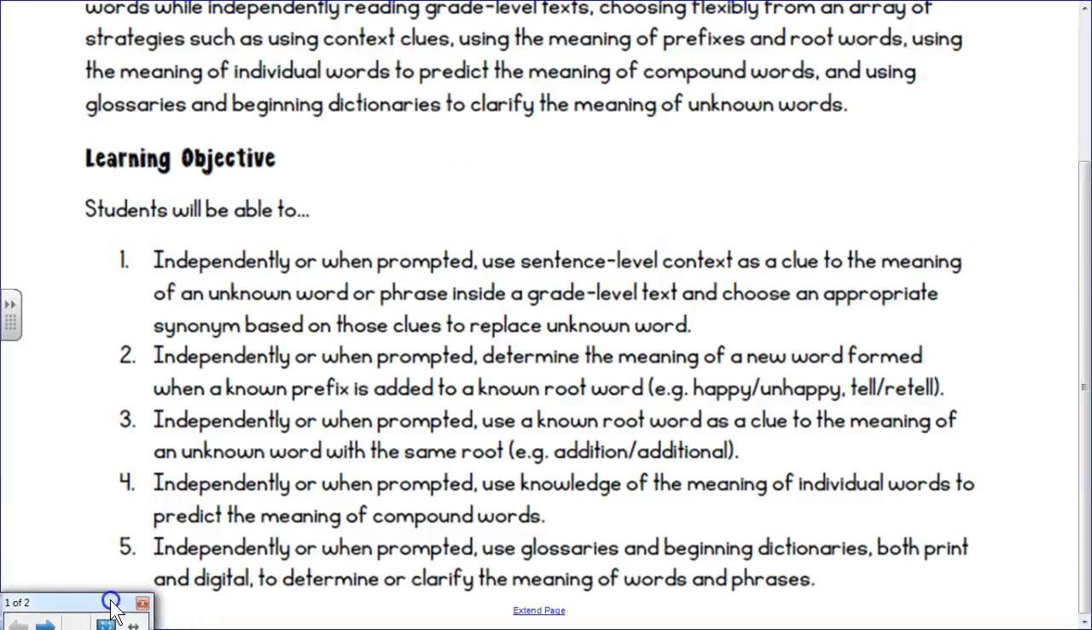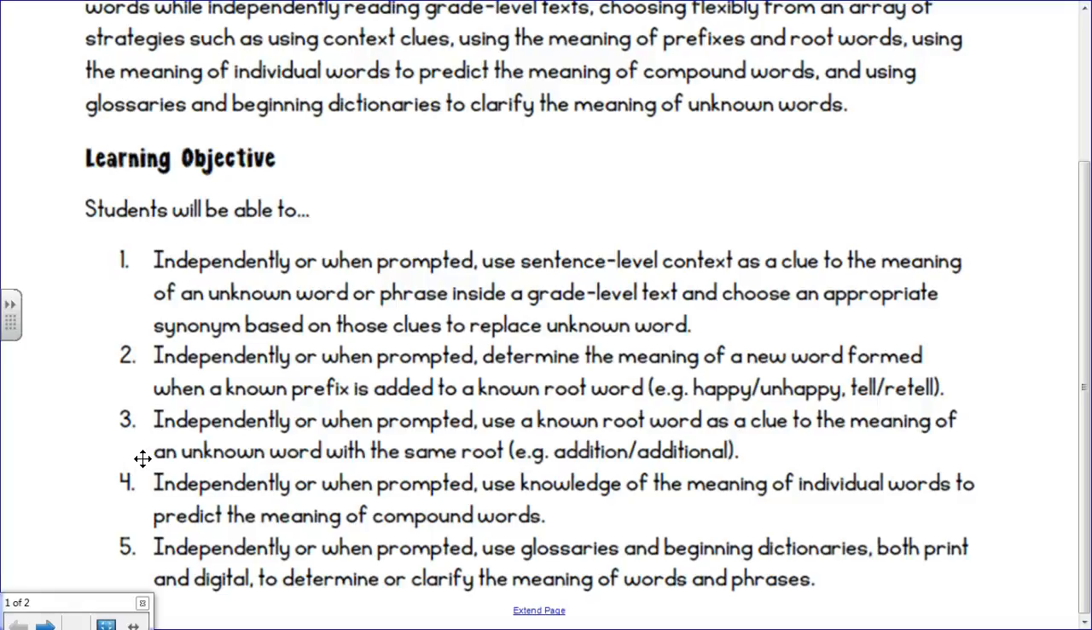And finally, for my learning objectives, students will be able to, number 1, independently or when prompted, use sentence level context as a clue to the meaning of an unknown word or phrase inside a grade level text, and choose an appropriate synonym based on those clues to replace unknown words. Number 2, independently or when prompted, determine the meaning of a new word formed when a known prefix is added to a known root word, like happy and unhappy or tell and retell.